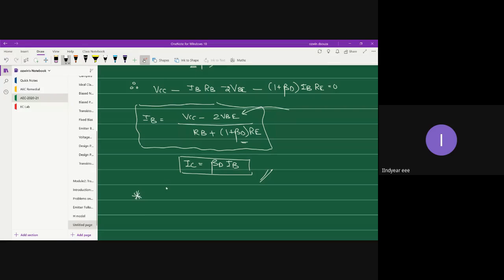So what you have to do, you have to read the analysis of the Darlington emitter follower. Okay, so the material I will provide right after this class.